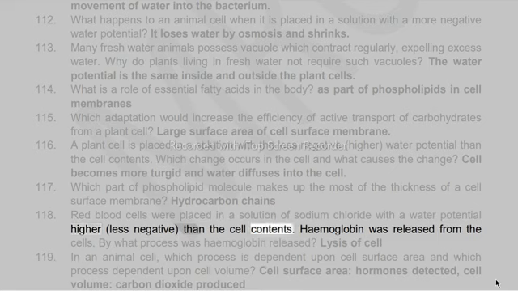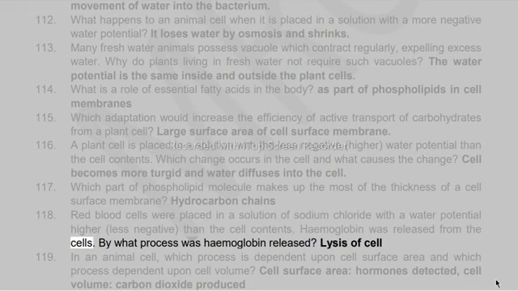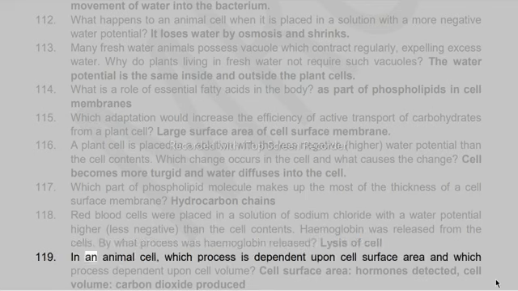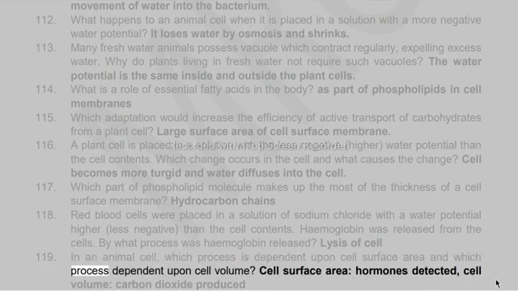118. Red blood cells were placed in a solution of sodium chloride with a water potential higher, less negative, than the cell contents. Hemoglobin was released from the cells. By what process was hemoglobin released? Lysis of cell.